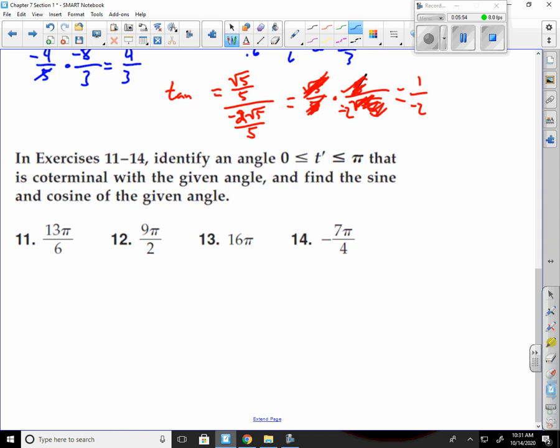Okay, this was kind of a struggle for some people as well. If I was trying to identify an angle that's coterminal with the given angle, I want to get down to the simplest form so that I can find it on my unit circle. 13 pi over 6. The first thing I want to do is think about the fact that I have 2 pi, which means I went the whole way around. So related to 13 pi over 6, 2 pi is the same as 12 pi over 6.